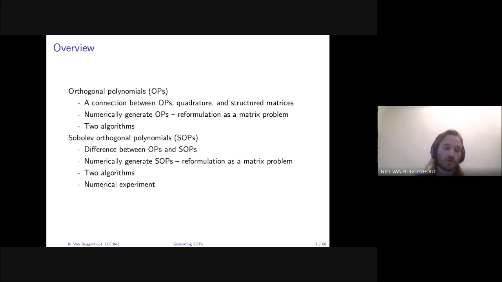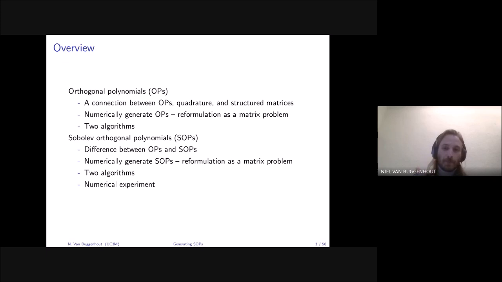So, a small overview. I will not start immediately with Sobolev orthogonal polynomials because I don't think everybody is familiar with them. So I will first start talking about orthogonal polynomials and a connection between orthogonal polynomials, quadrature, and structured matrices. And this will be important later on.